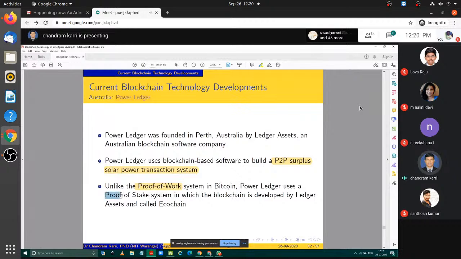Another one is proof of stake. These are some terms that appear in Bitcoin: the P2P, proof of work, proof of stake system. They developed this for the energy sector, for solar power transactions.